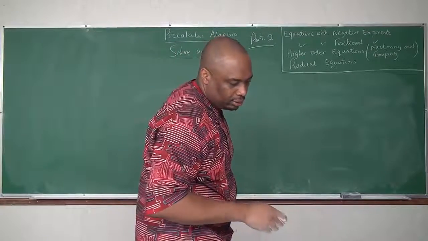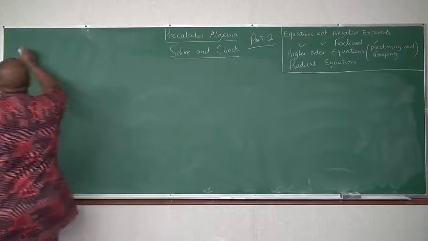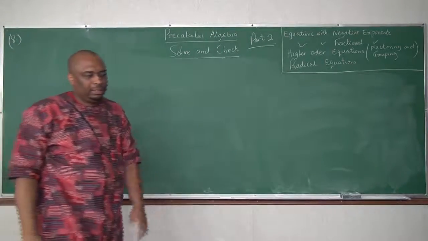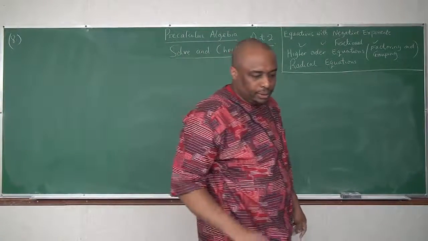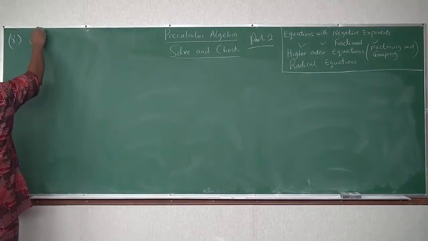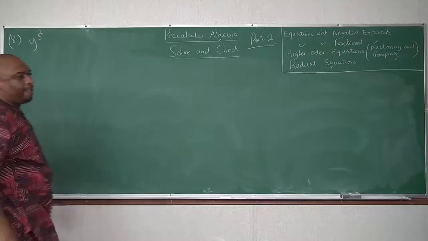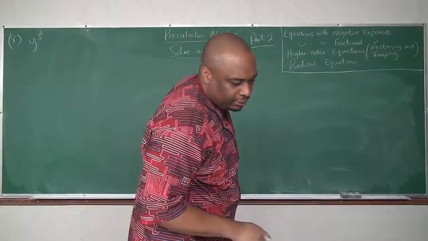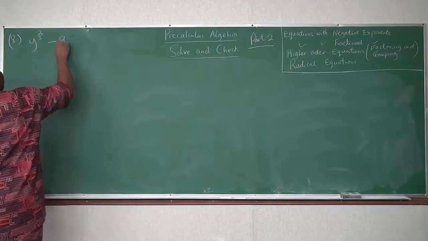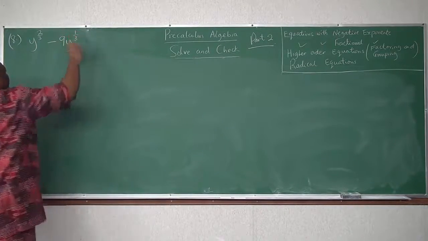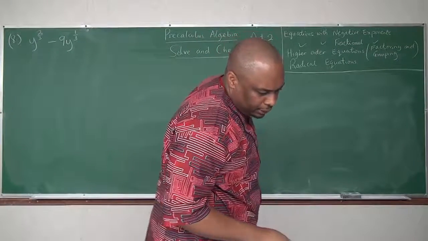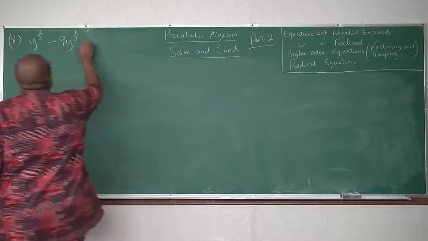Let's start with the fractional. We stopped at question 7, so here we continue with question 8. y raised to power 2 over 3, minus 9y raised to power 1 over 3, plus 20 equal to 0.